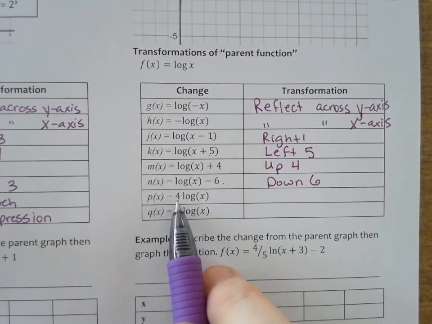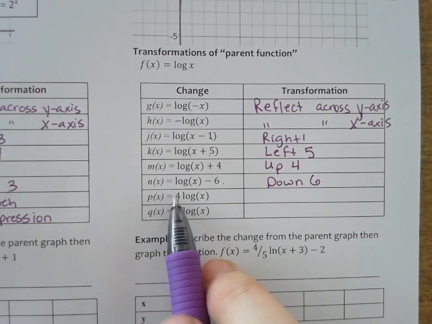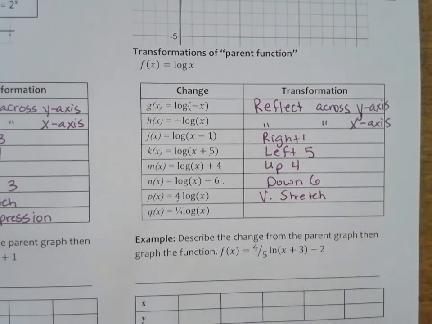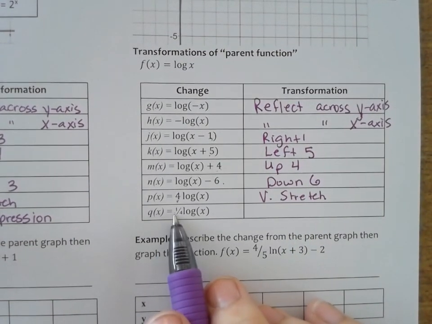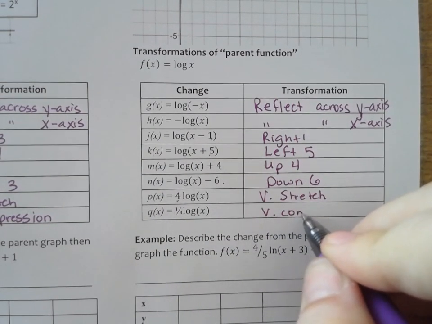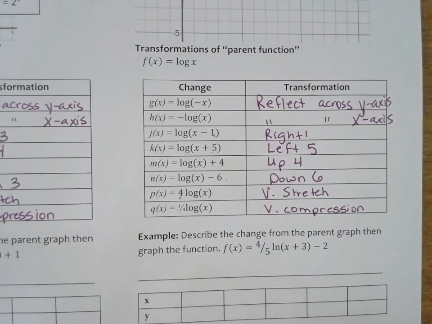Here we have a 4 outside the function, out front, so just like over here, this would be a vertical stretch because that number is greater than 1. Here, 1/4 is between 0 and 1, so this is going to be a vertical compression. All right, so you will need to know all of those.